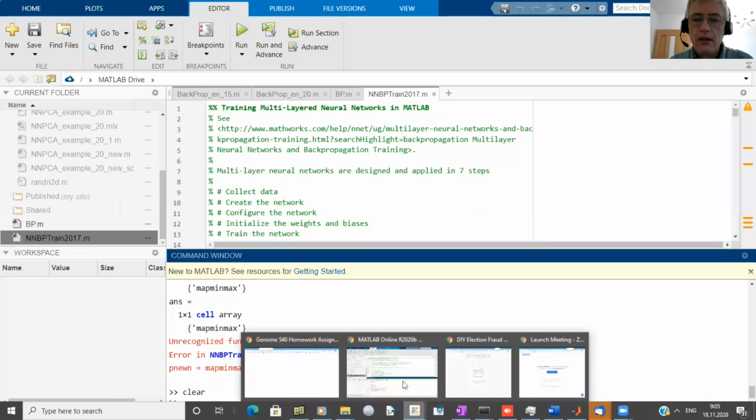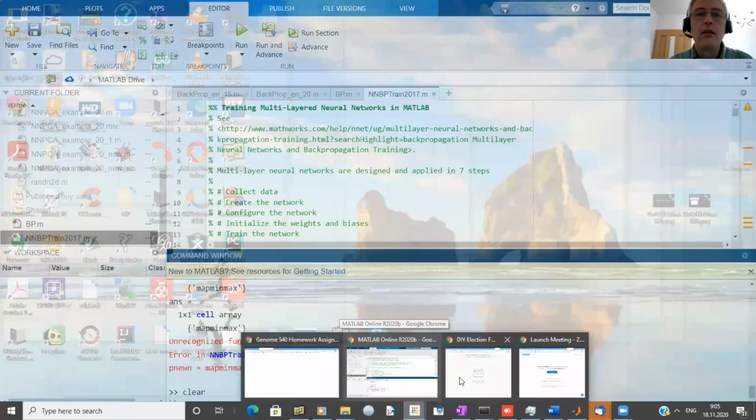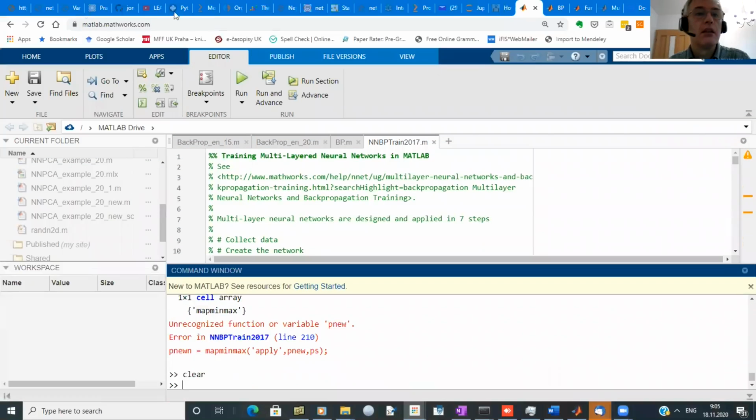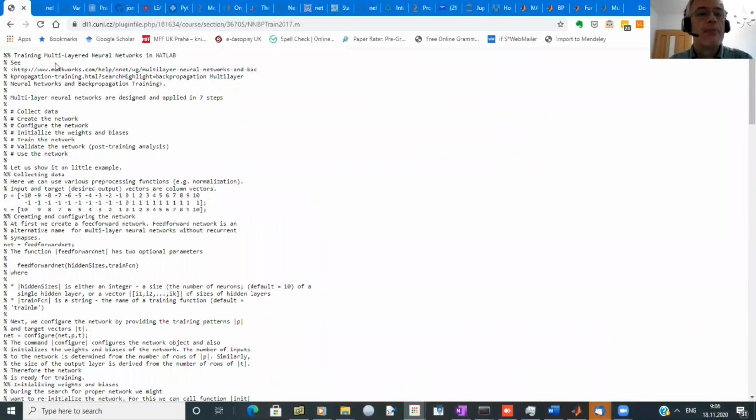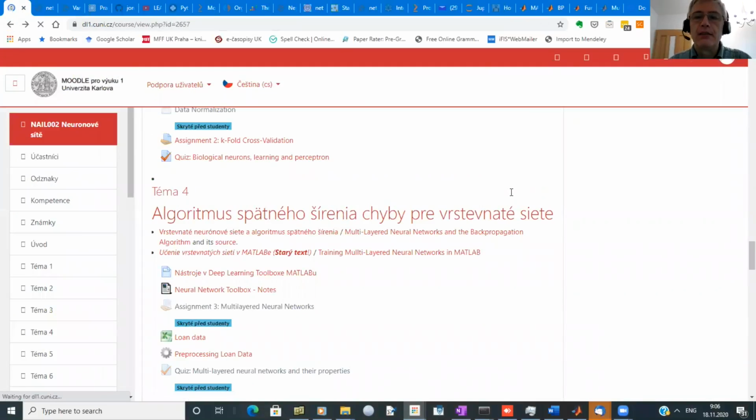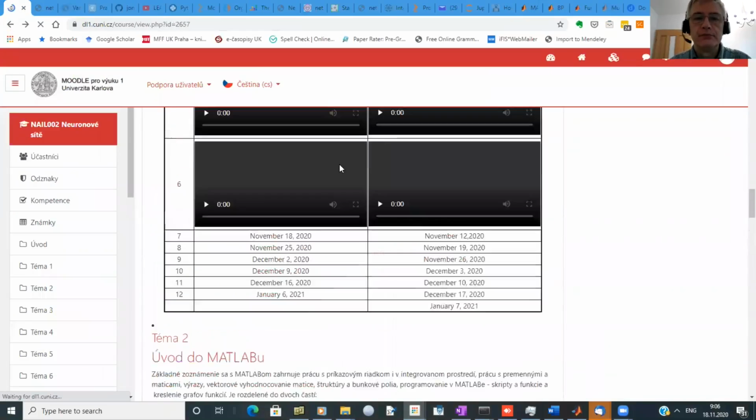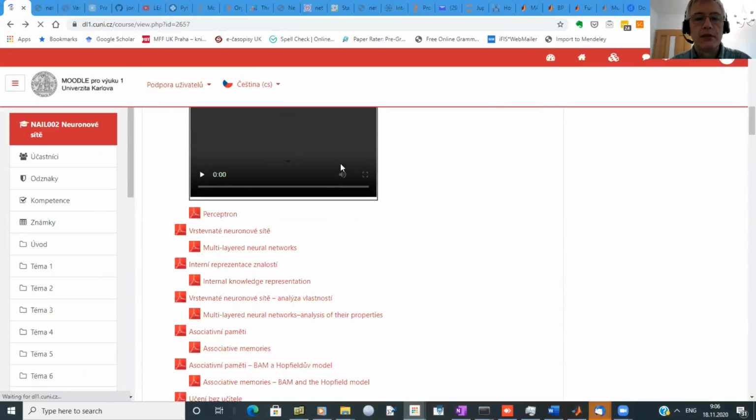So let me start with briefly introducing the model. You will see it in the slides. I will switch to share. I will share my screen with you, and in the slides, you can look for multi-layered neural networks.